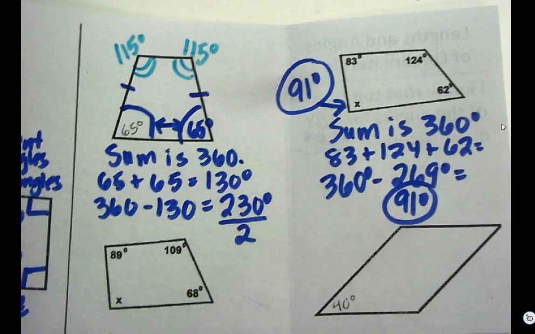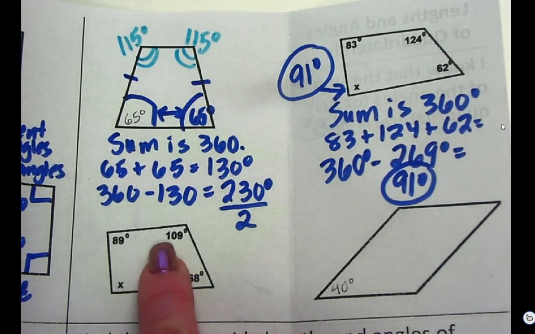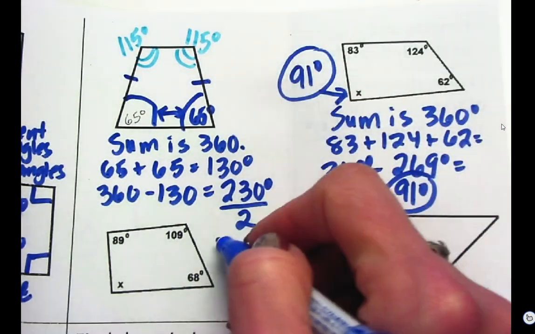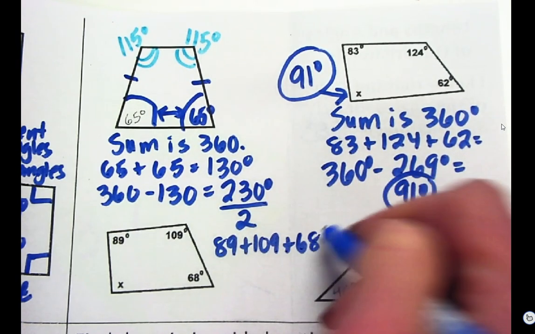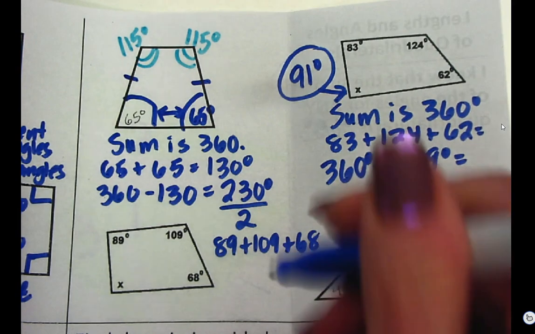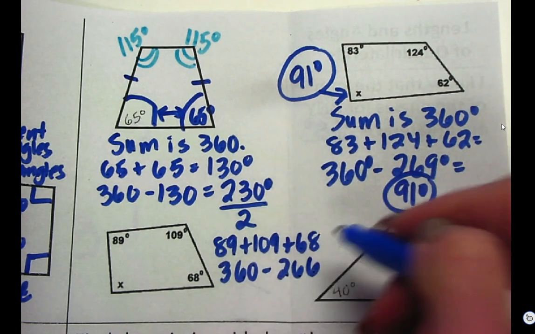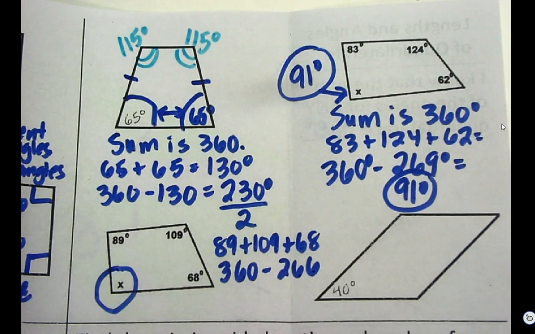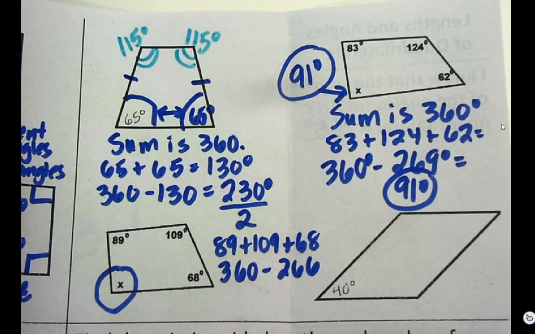So now we can try the next one. This is very similar. We're going to add up, again, our 89 plus 109 plus 68. If I add all those together, what do I get? 266. So this time I'm going to take 360 and subtract 266. And then what would this angle measurement be? 94? 94 degrees.